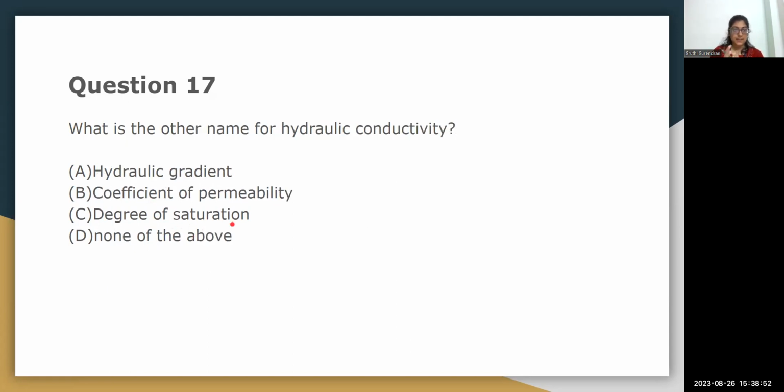Moving on to question 17. What is the other name for hydraulic conductivity?